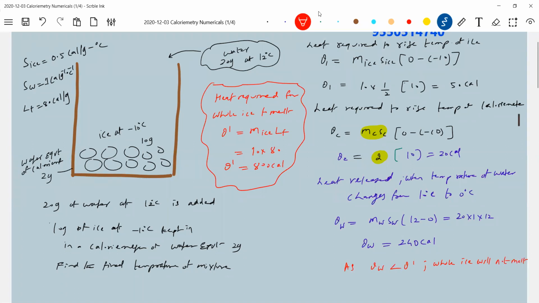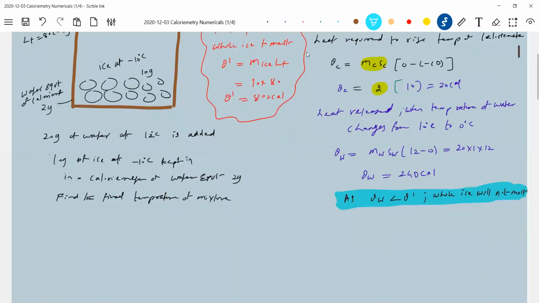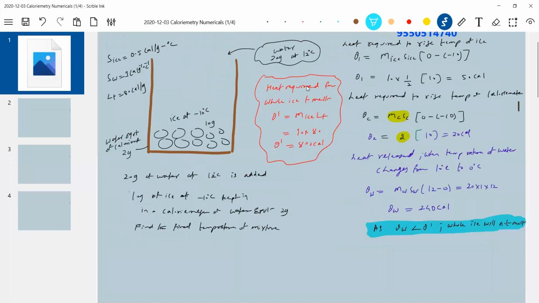Now this statement is something very important. Whole ice will not melt. So how much ice will melt? How to say that? I think it's better if I make everything visible here. Okay, now you can see this. Let's get into it.